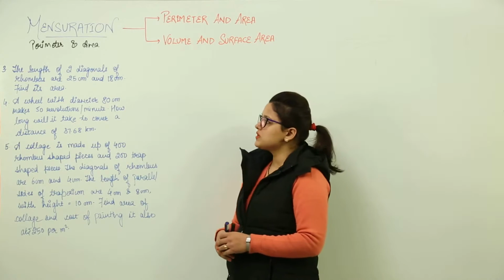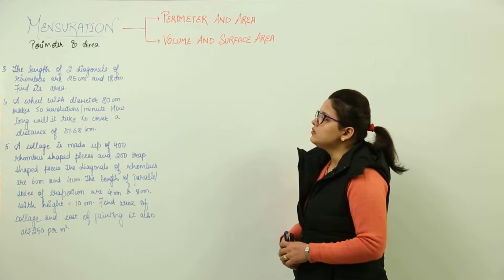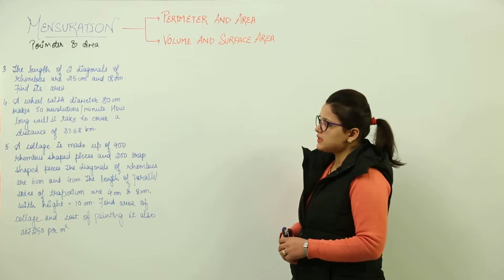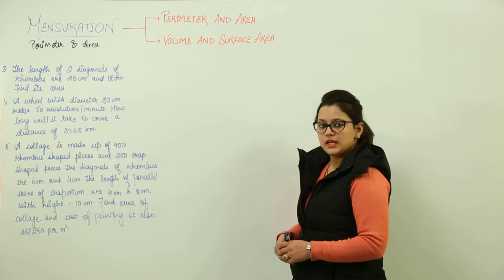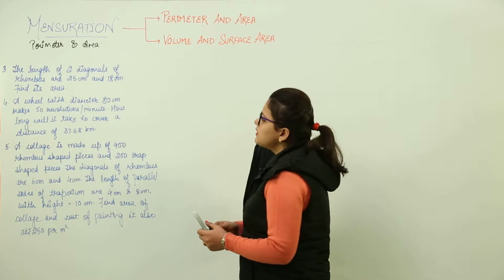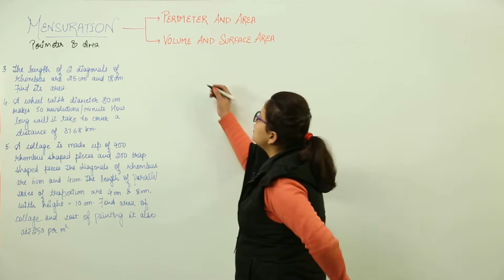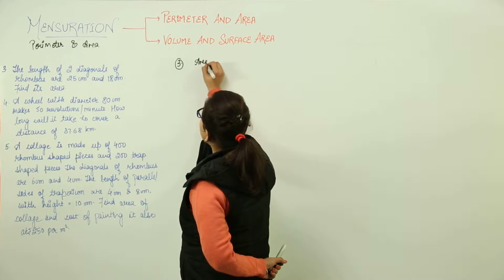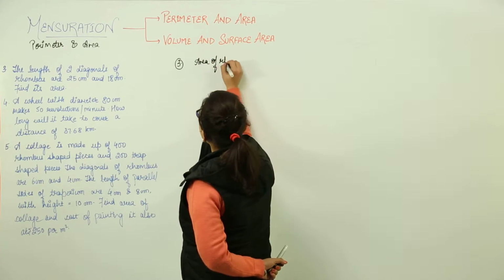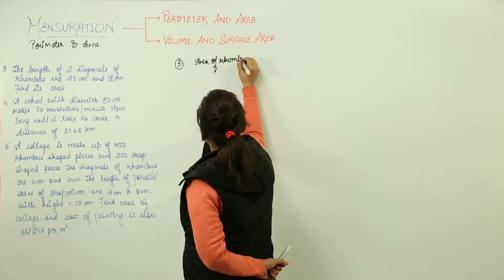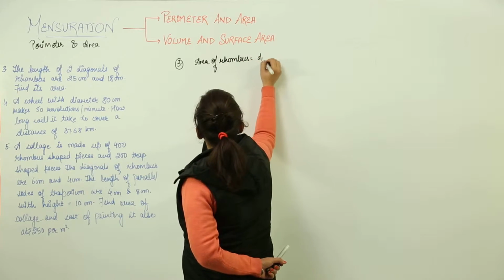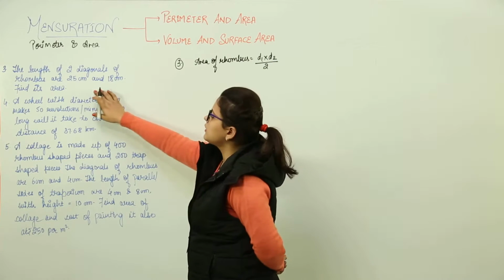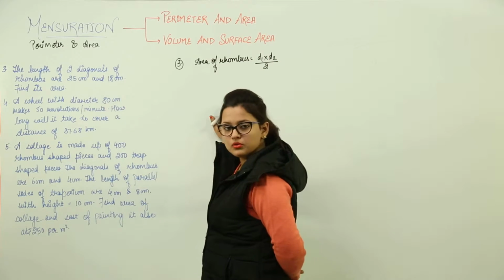Moving on to the next question, we have the length of two diagonals of a rhombus as 25 and 18 centimeters. We have to find its area. Now this is very simple because we already know the formula of the area of a rhombus, which is equal to diagonal 1 into diagonal 2 upon 2. We already know the measurements of diagonal 1 and diagonal 2, so we just have to put them into the formula.